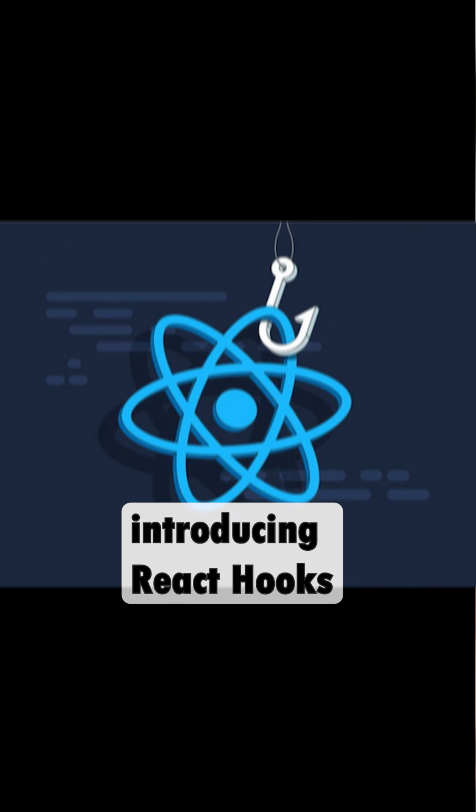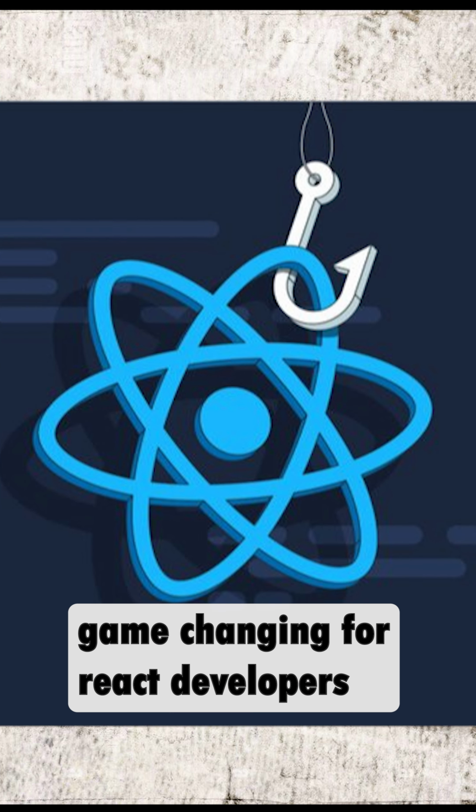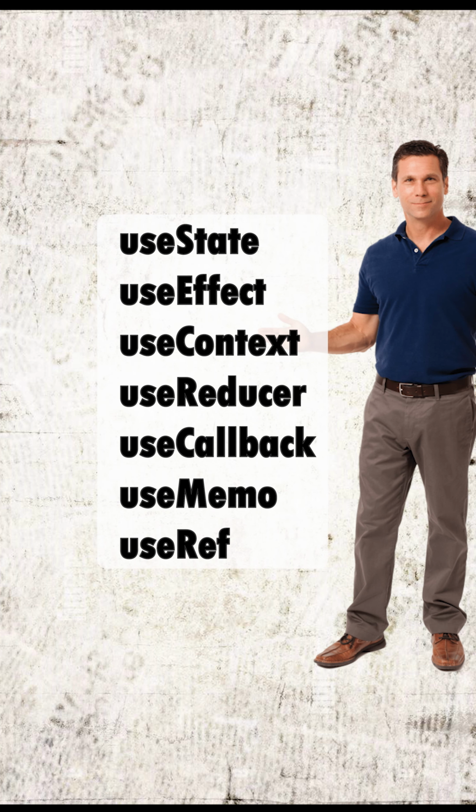On February 16, 2019, React version 16.8 was released publicly, introducing React hooks, which was game-changing for React developers and beginners. It comes with hooks like useState, useEffect, useContext, useReducer, useCallback, useMemo, and useRef. Later, in future updates, React also improved some existing hooks and introduced some new hooks as well.